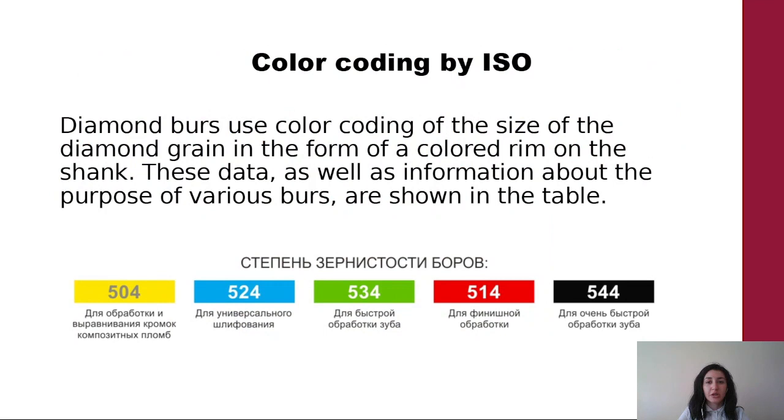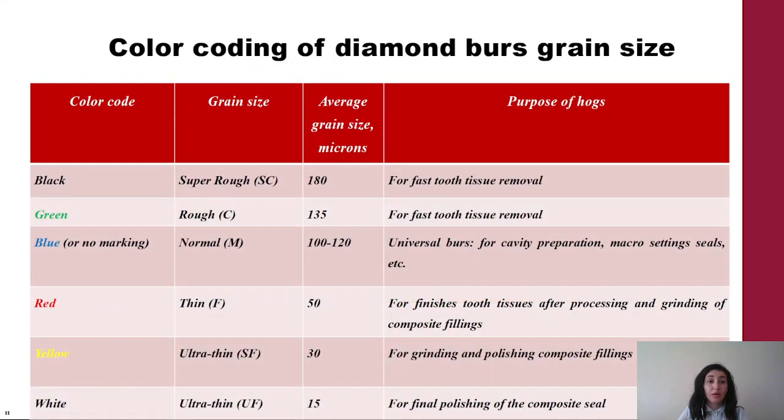Color coding by the International Organization for Standardization. Diamond burrs use color coding of the size of the diamond grain in the form of a colored rim on the shank. This data, as well as information about the purpose of various burrs, are shown in the table. Color coding of diamond burrs grain size.